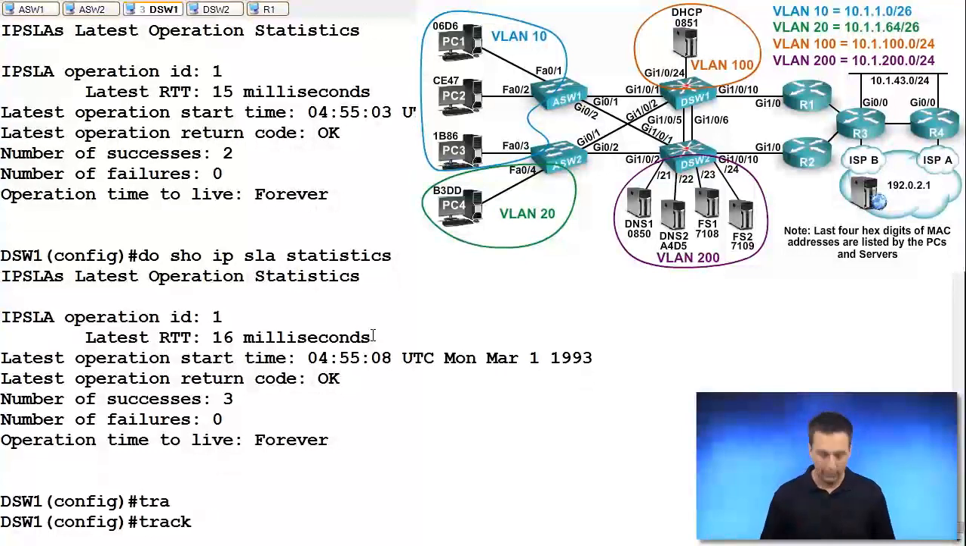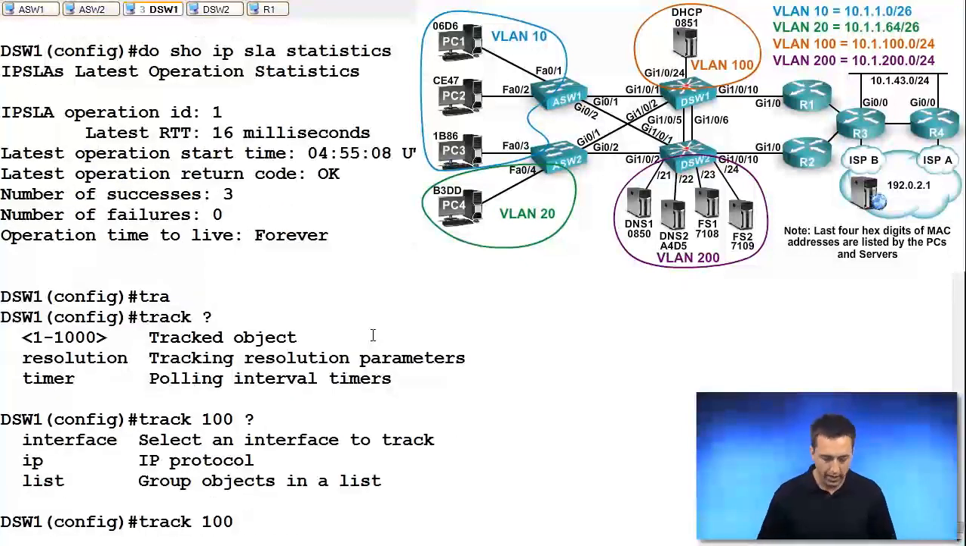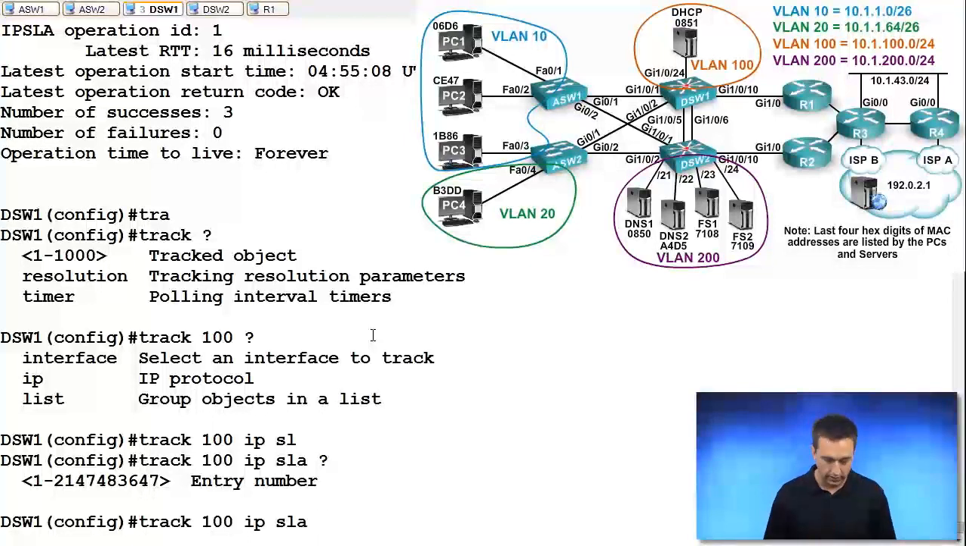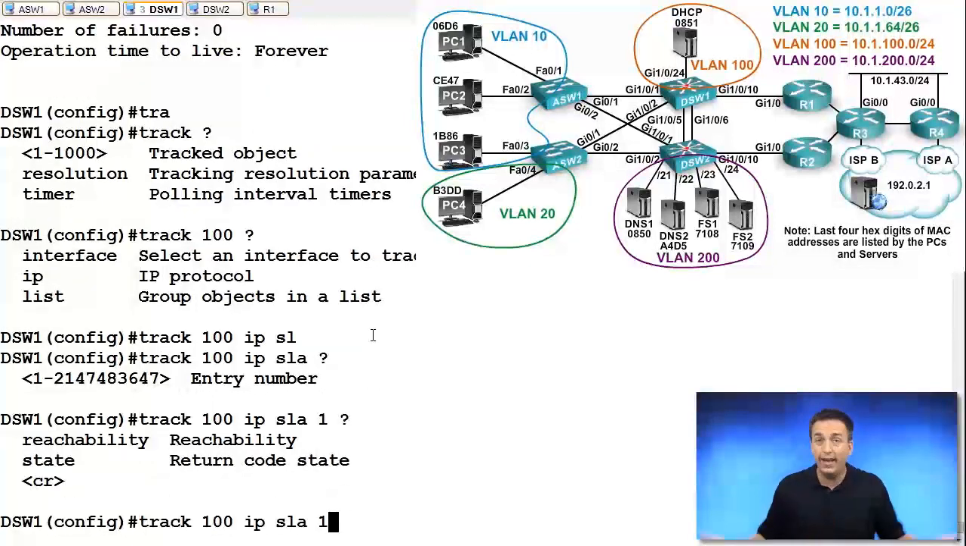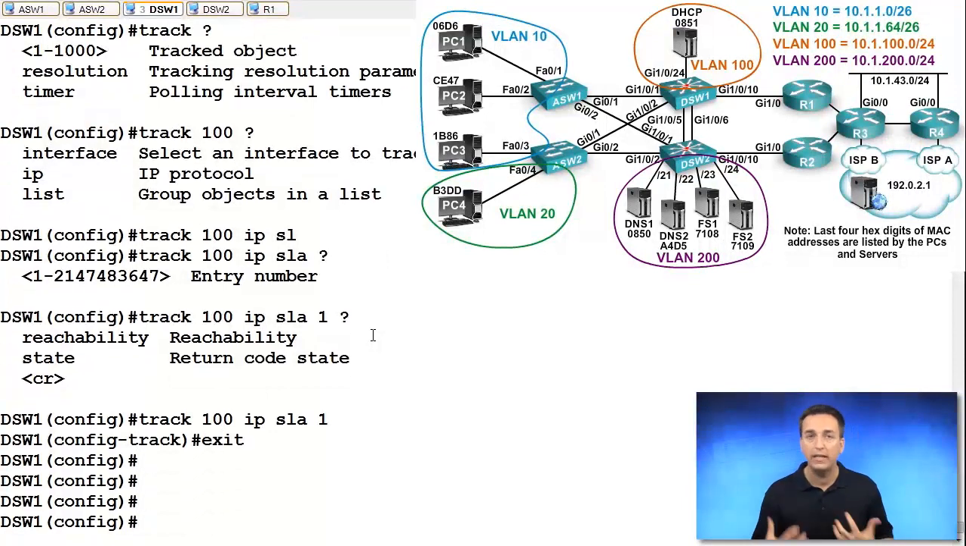Now we need to create our tracking object. So let's give the tracking object a name. It's going to have a name of 100. And we want to track our IPSLA instance. And that IPSLA instance number was 1. And that's all I really want to do. I just want to track that IPSLA instance, meaning if the IPSLA is successfully returning a code of OK, meaning the pings are successful, then this tracking object is up. If, for some reason, the pings are failing, then the tracking object goes down.